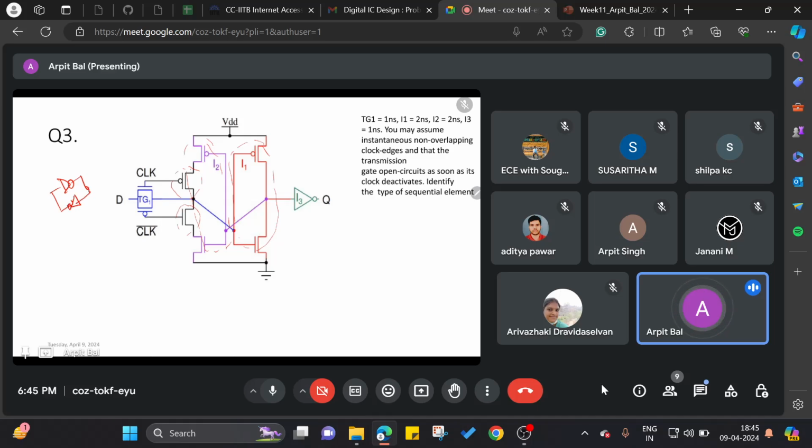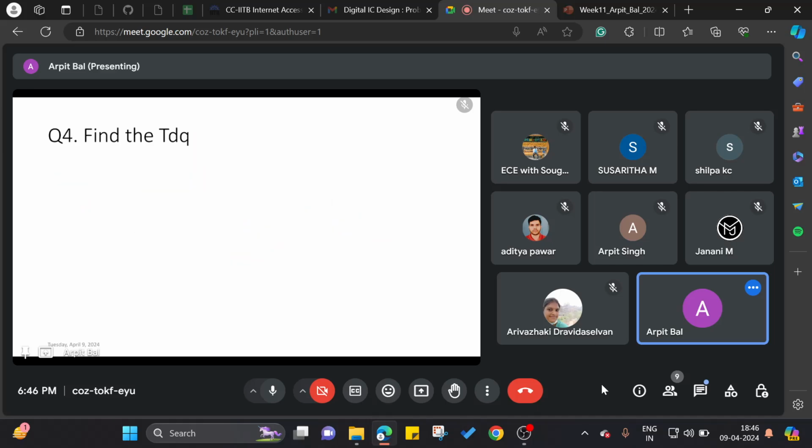Okay, that resembles a latch. Correct. So this is a positive latch. Okay, so now you have to find T D Q.